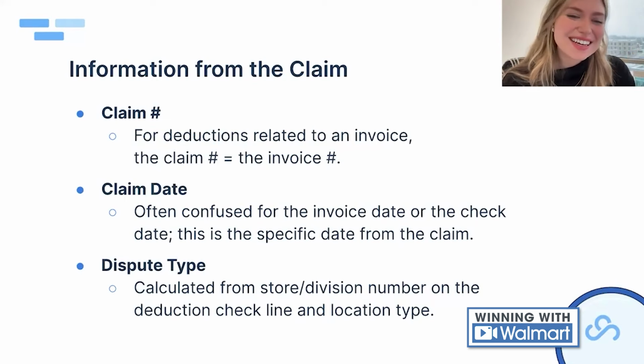Dispute type. So this is calculated from a store division number on the deduction check line and the location type. I don't know if we have an easy way. In our application, it does it automatically for you, but Ali, you might want to correct me if I'm wrong, if we have any resources on how to find that.